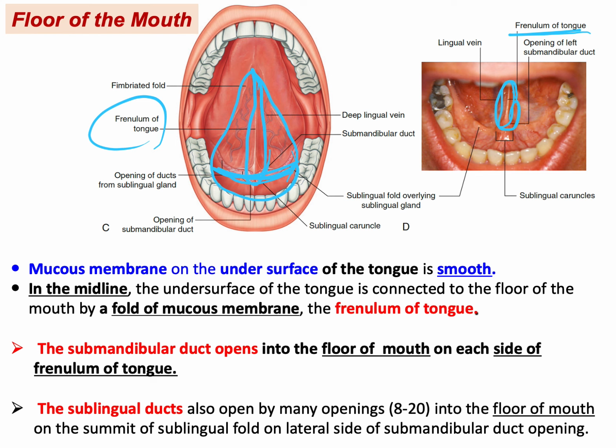Now, okay, let me erase this. Follow the frenulum of the tongue that's located in the midline all the way down until you reach the floor of the mouth. You will notice that in the floor of the mouth, on each side of the frenulum, there is a small opening here for the opening of the submandibular duct.